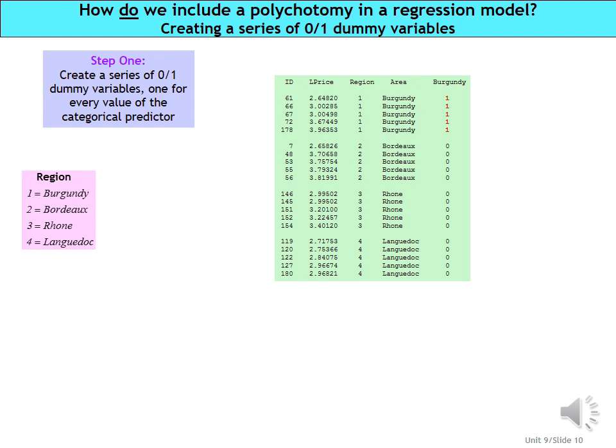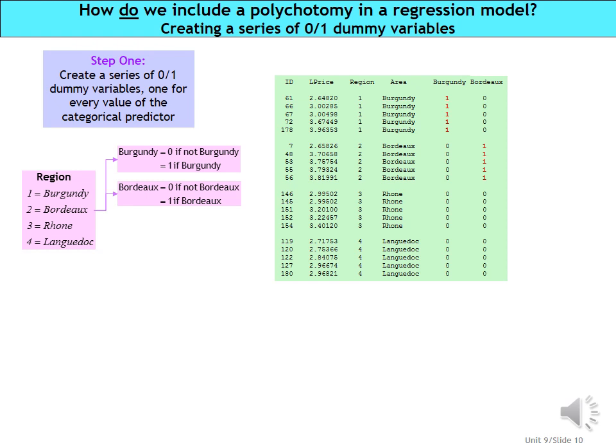So now I can use a regression model. I converted the variable into something that I can use in a regression model. I can't use this one as is in a model because I have 4 different segments. But now this is a new variable called Burgundy. If it's 0, not Burgundy. If it's 1, it's Burgundy.